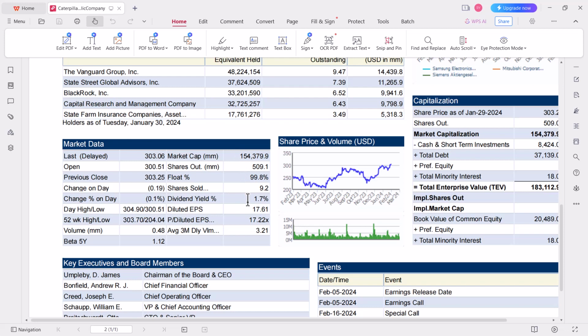The dividend yield is 1.7%, and what that means is that the annual dividends paid out by this company divided by the current stock price is 1.7%. So if you purchase this stock today at $303.06, you would expect to receive a 1.7% return from the dividend alone. Okay? We also have the expectation that the stock price will increase in the future, and so that will also provide additional return for us.